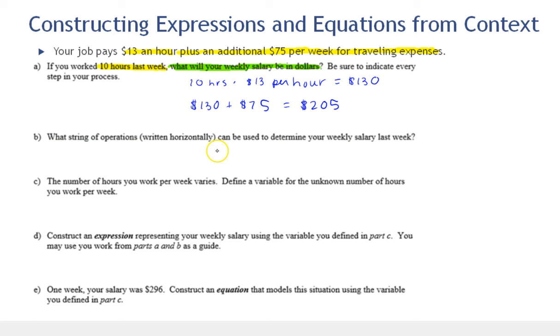So we're going to leave out the units in this case. We're going to take the 10 and we multiplied it by 13, and then we added 75. Okay, and our result was 205. Okay, so this expression represents your weekly salary last week, and then this is the simplified version after we evaluate or simplify this. Okay, so notice this is the correct order of operations. We didn't need to add parentheses. We multiply first, and then we perform addition. Let's look at the next part.